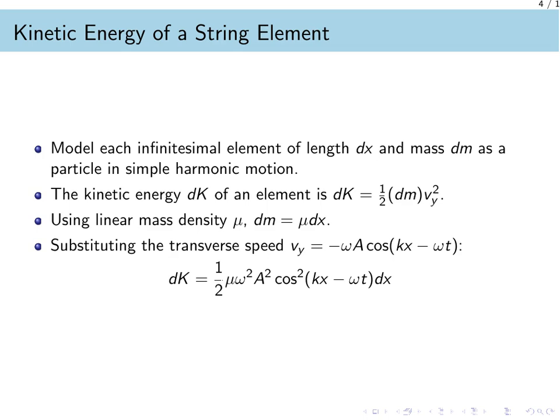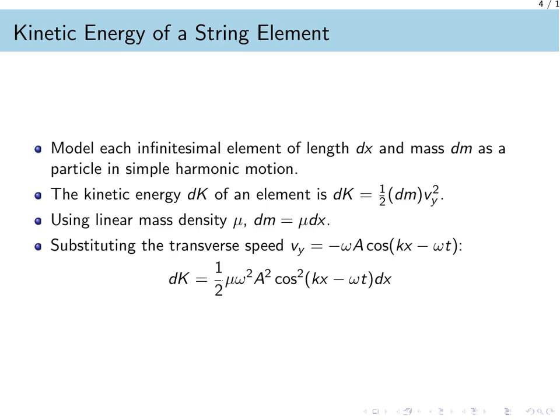When we look at a sinusoidal wave on a string, we can model each infinitesimal element of the string as a particle undergoing simple harmonic motion in the vertical direction. Each small element has a specific mass and length. The kinetic energy of such an element is equal to 1/2 times its mass times the square of its transverse speed. By using the linear mass density, we can express the mass of the element as the density times the length of the element.